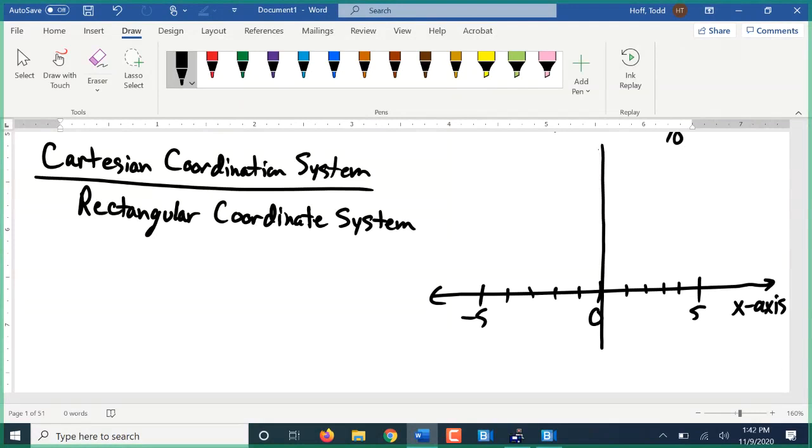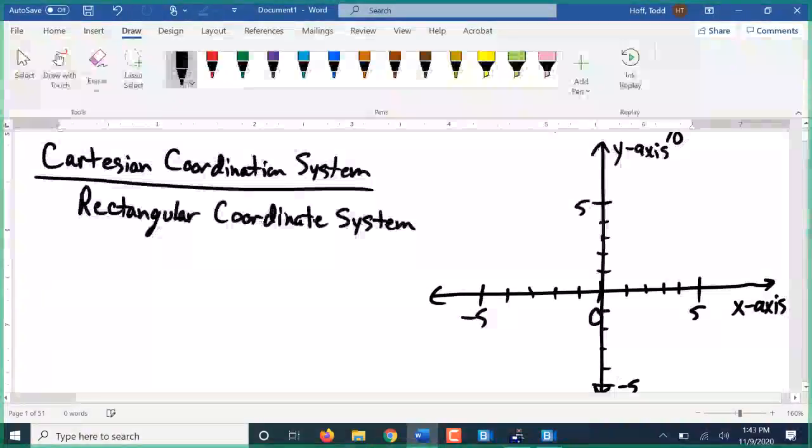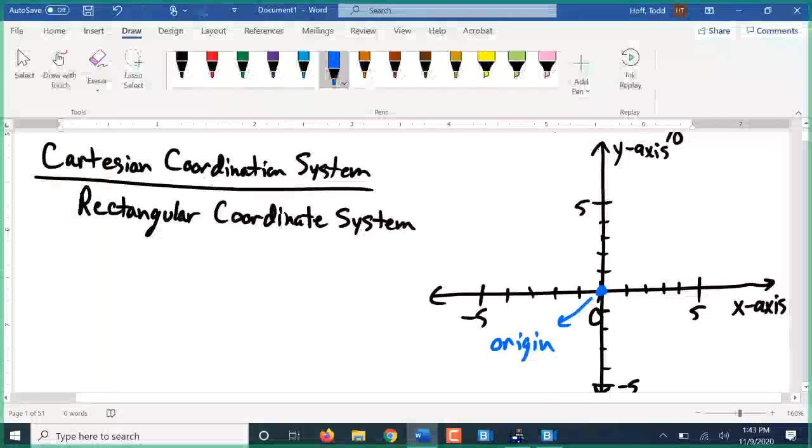Then Descartes took a second number line and put it vertically through the 0 point of that first number line. This second number line Descartes called the y-axis. Positive numbers going up, negative numbers going down. And the common 0 point where the two axes crossed was called the origin. He called it the origin because that's where everything begins. Everything starts there at 0, 0 and works its way out.